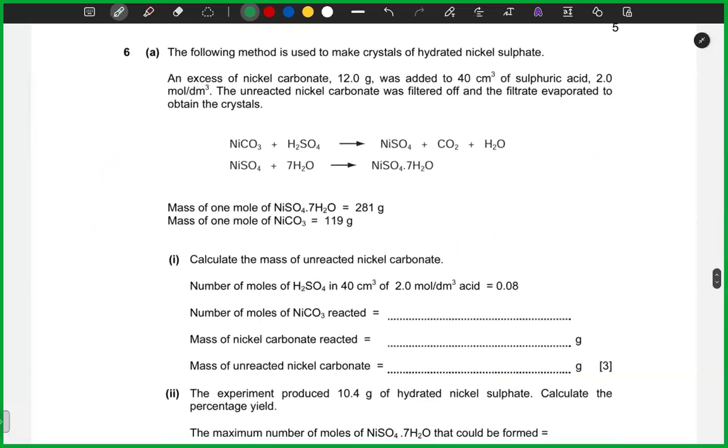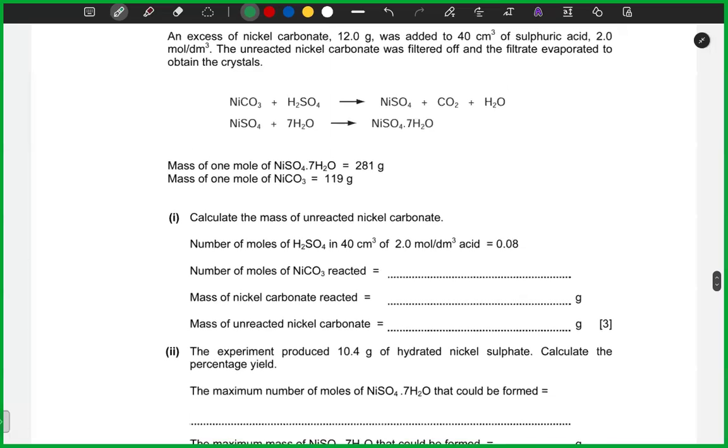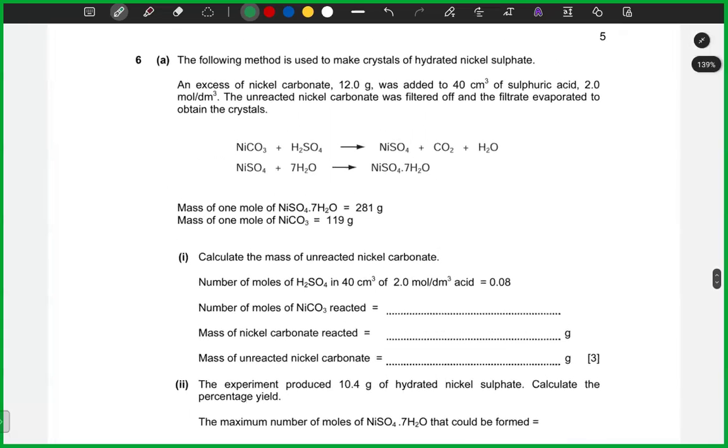How many questions are left? Let's do the next one. I guess there's still a few questions, but let's try and be very quick now.